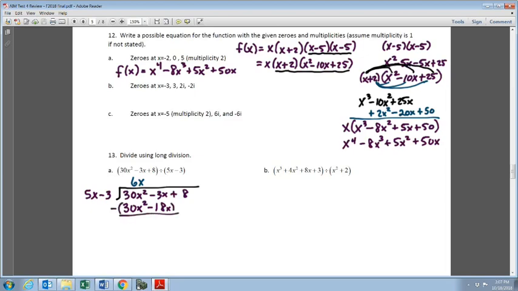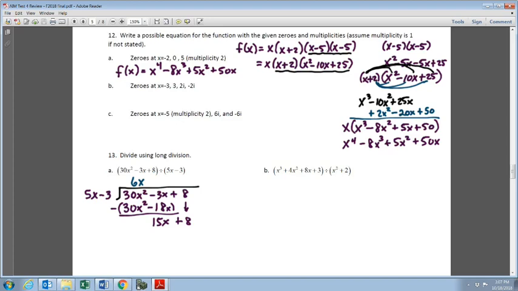Now we have to remember we're subtracting this from what's above. And so 30x squared minus 30x squared gives you 0, and you should always get 0 in that first term. And then negative 3x minus a negative 18x becomes plus 18x, and so we're going to get 15x there. And then we want to bring down the plus 8.